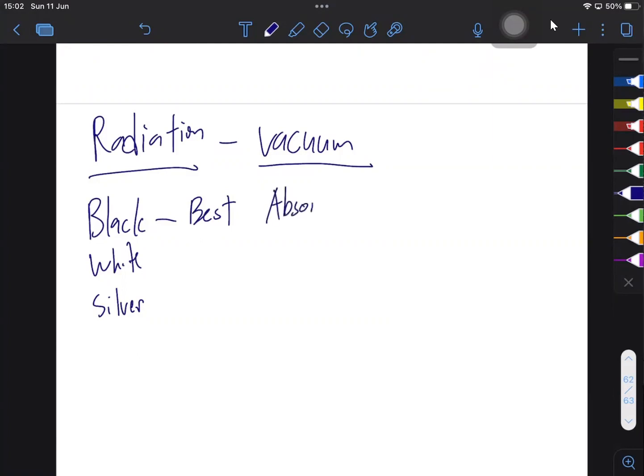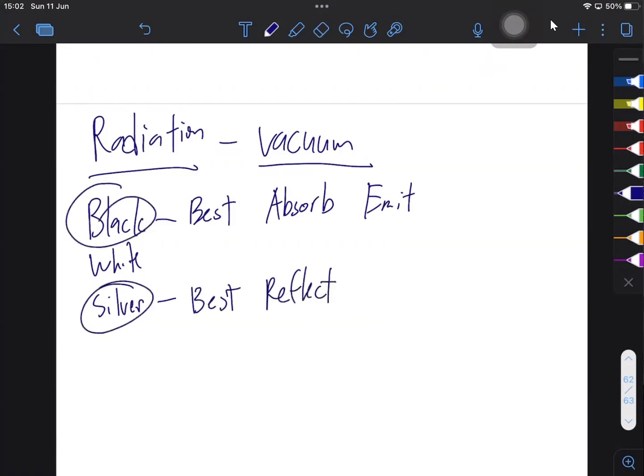Absorber and emitter of heat, guys. Black is the best absorber and emitter of heat. That's why it's the hottest and it will radiate heat the most. Then obviously silver is the best reflector of heat. If you see black, white, or silver, you must mention these three words, guys: absorb, emit, or reflect. It's all going to be revolving around these answers.